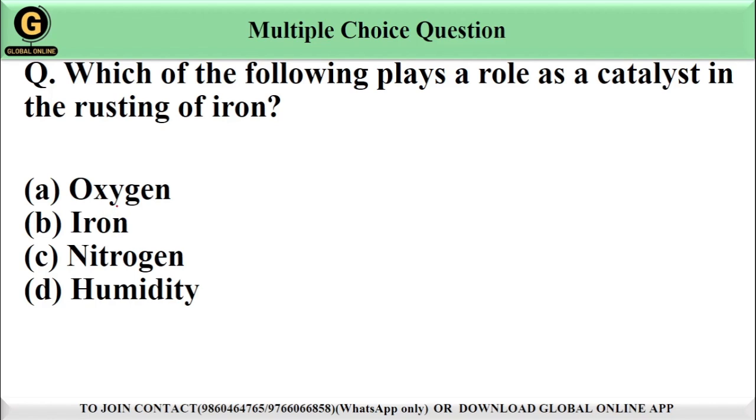oxygen and moisture from the environment. Oxygen and humidity are the key factors that facilitate the process of rusting. Iron itself does not act as a catalyst and nitrogen is not involved in the rusting process. So the correct answer among the options is option A, oxygen.